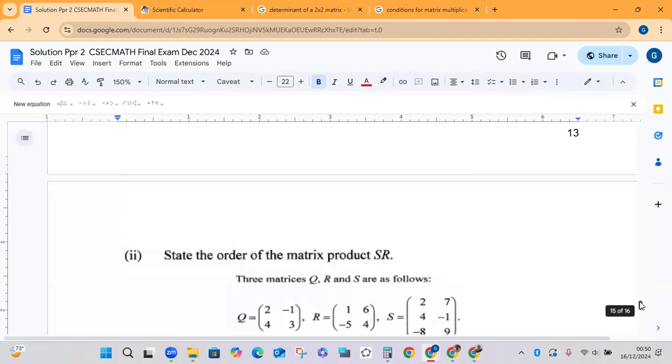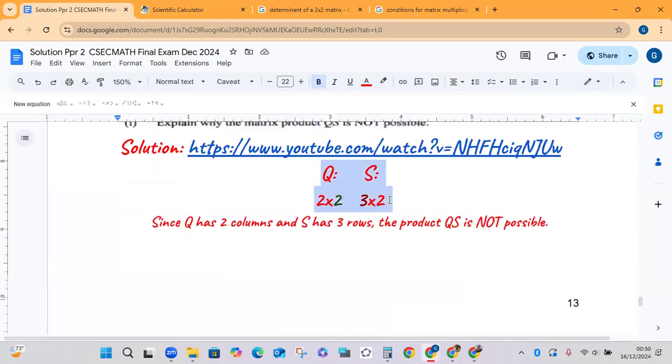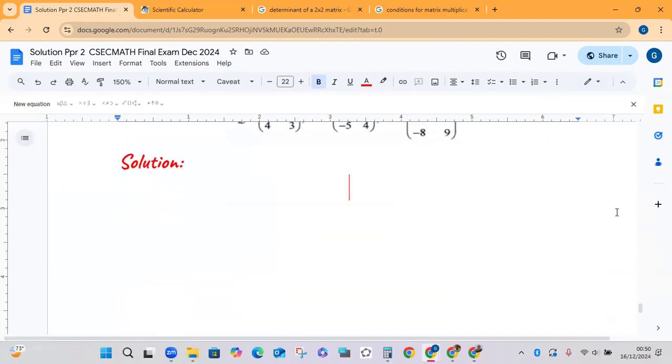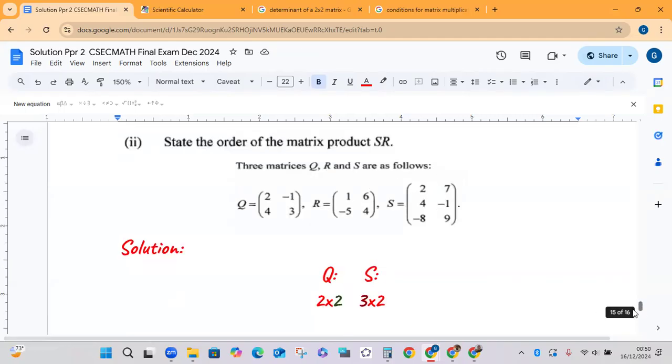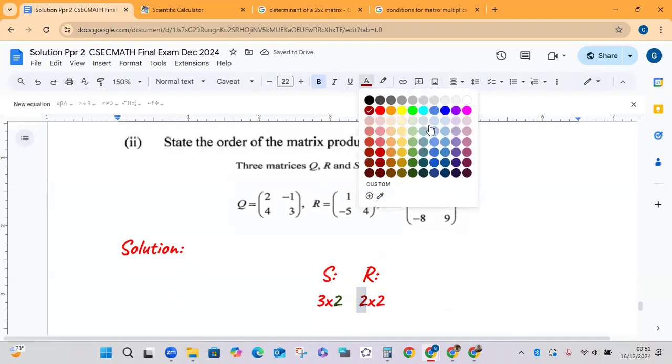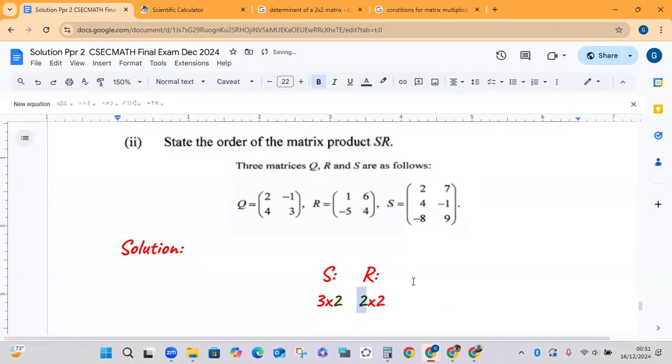Because the inner numbers are the same. Let's carry forward that same concept we used previously, but now we're talking about SR, S times R. S is a 3 by 2. R is a 2 by 2. Those two inner numbers are equal, so multiplication is possible.